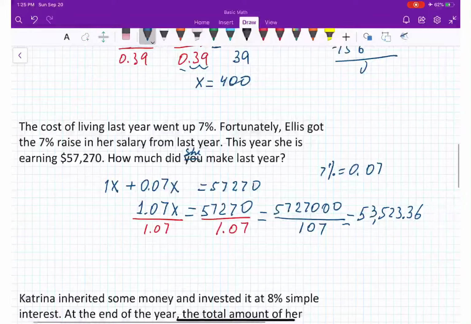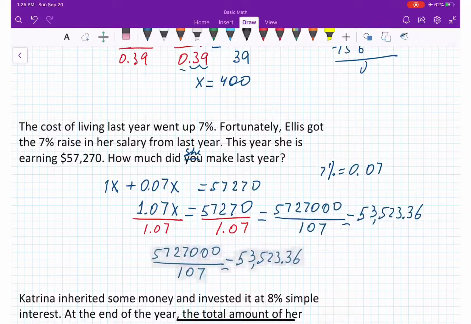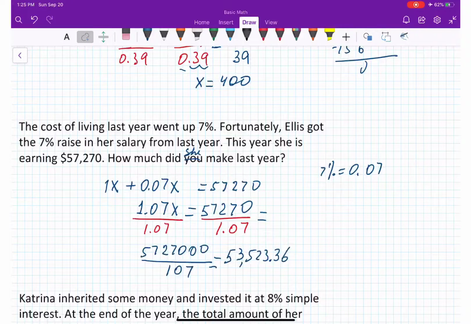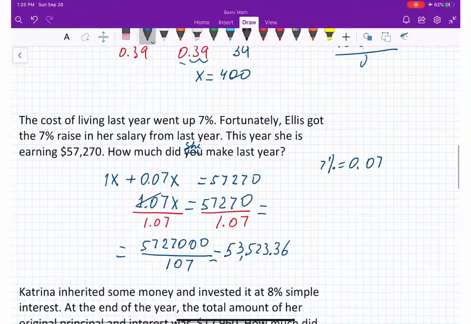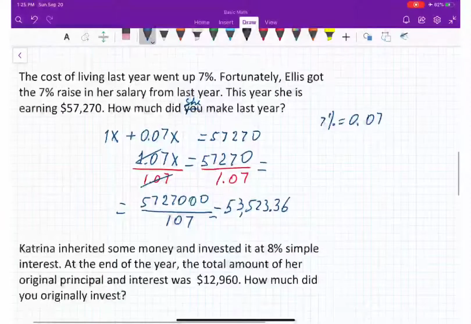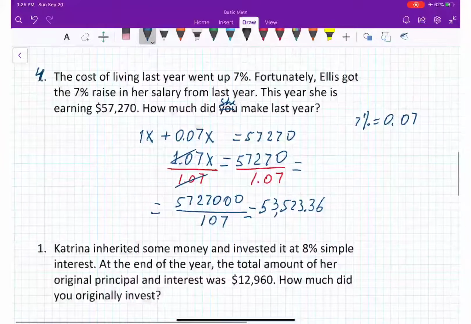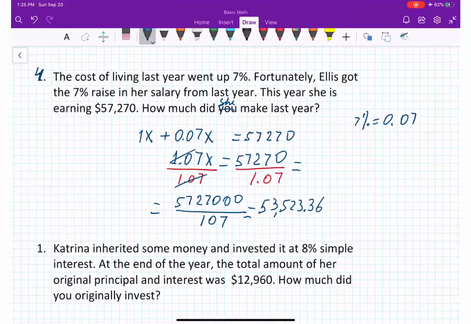Next one. Let me do it this way, so it would be better understandable. All right, it is gone with this one. Next one, question number 5.